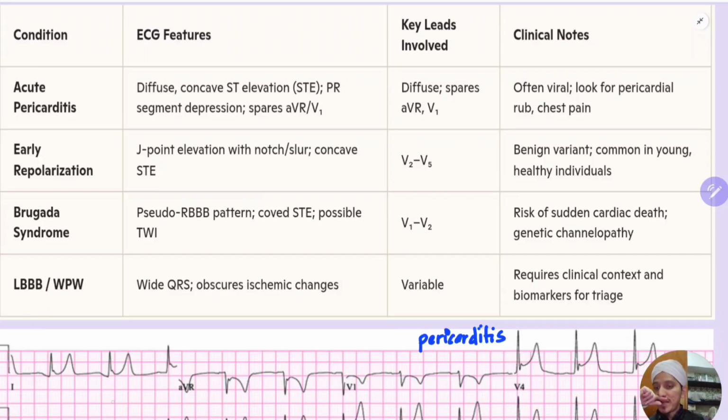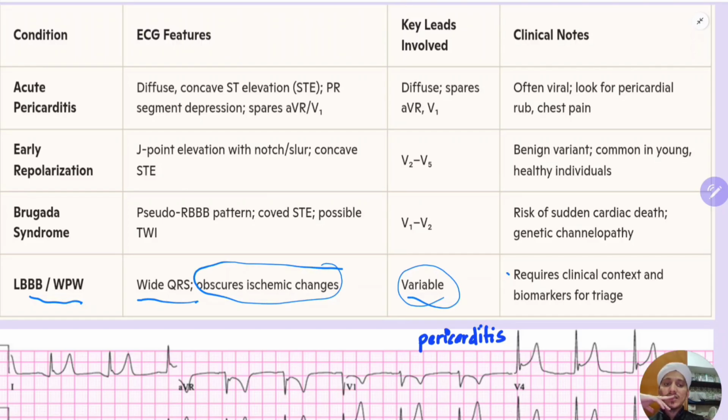Okay. So in left bundle branch block or WPW syndrome, you will have a wide QRS complex. This will obscure ischemic changes. Leads involved will be variable. This requires clinical context and biomarkers for triage. I said this during the discussion of left bundle branch block. Whenever you see an early, new left bundle branch block, always suspect MI in these patients, because left bundle branch block is always pathological. So for new onset left bundle branch block, you should rule out MI by sending troponins and doing the ECG. And if the troponins are negative, then you should suspect some structural heart disease and you should do a 2D echo of those patients.